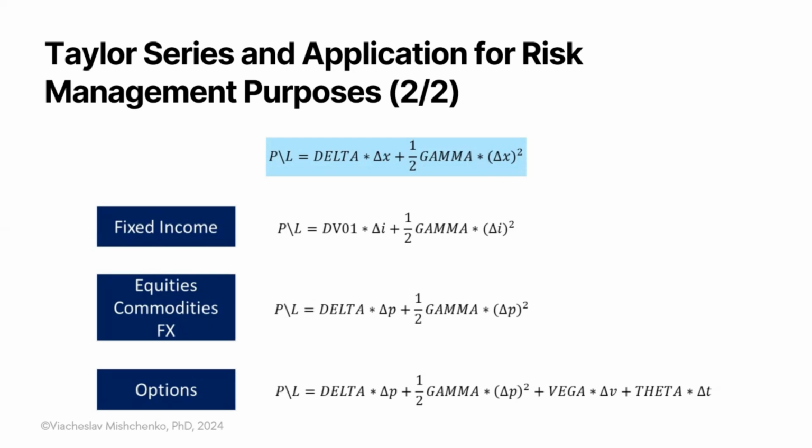Options actually are where it gets really interesting because it's a much more complex instrument. Here we may include Vega, sensitivity to volatility changes, and theta, for example, time decay, as you may remember, in addition to delta and gamma. And this usually reflects the complex nature of option pricing.